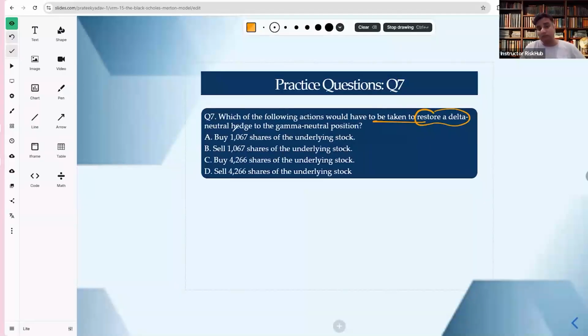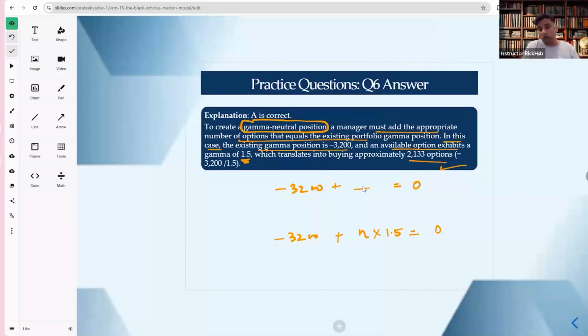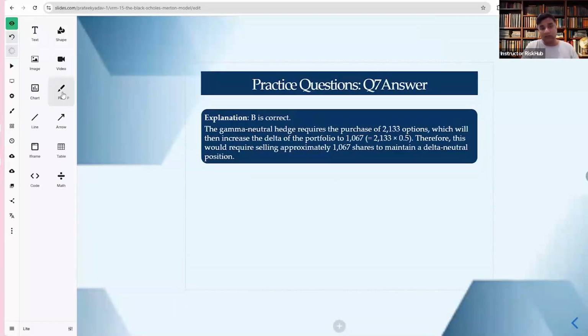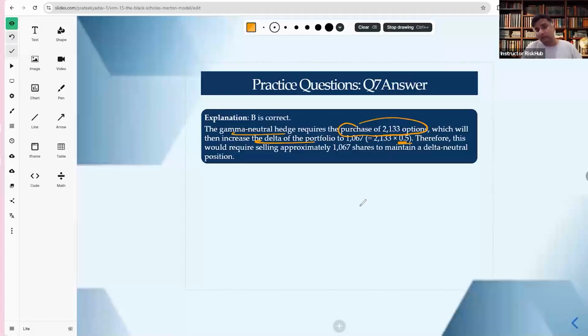Now, the same question: which of the following actions would have to be taken to restore delta neutral? Now, the problem is, what did you do? When you bought 2133 options, what happened to the delta? When you tried to make gamma neutral, it became delta not neutral, right? So now see this, when you bought the gamma neutral hedge, when you bought 2133 options, that changed the delta. Delta was 0.5, right? So when you bought 2133 options, it changed the delta by 0.5 each, because delta was 0.5.